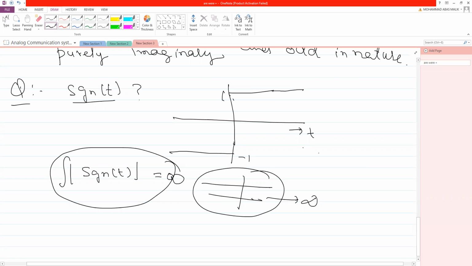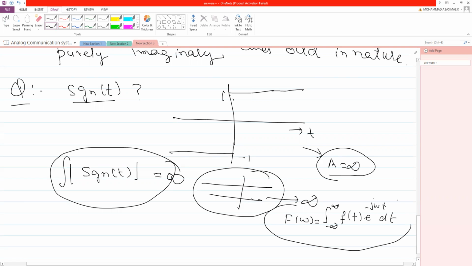So in actual terms, you can say this is not a properly defined signal because the area under the curve is equal to infinity. So you cannot directly apply the mathematical formula. What was that? Minus infinity to infinity f of t e raised power minus j omega t dt. You cannot use this formula directly to calculate its Fourier transform. So there should be some indirect means to define it.